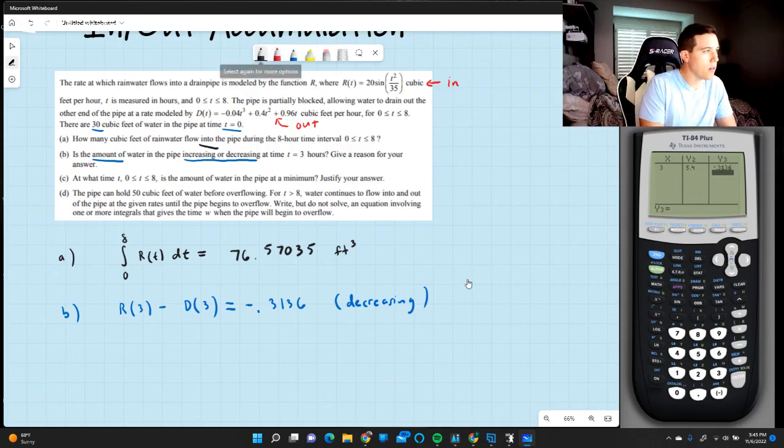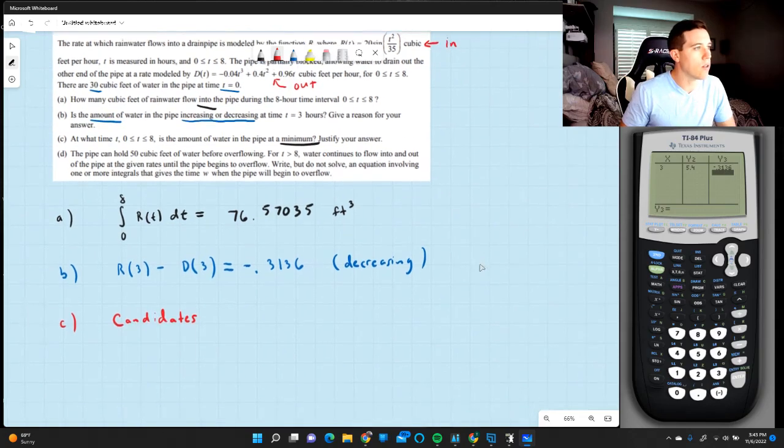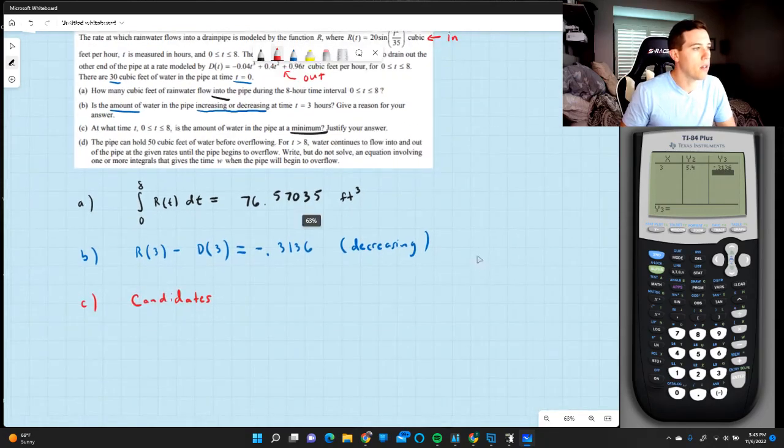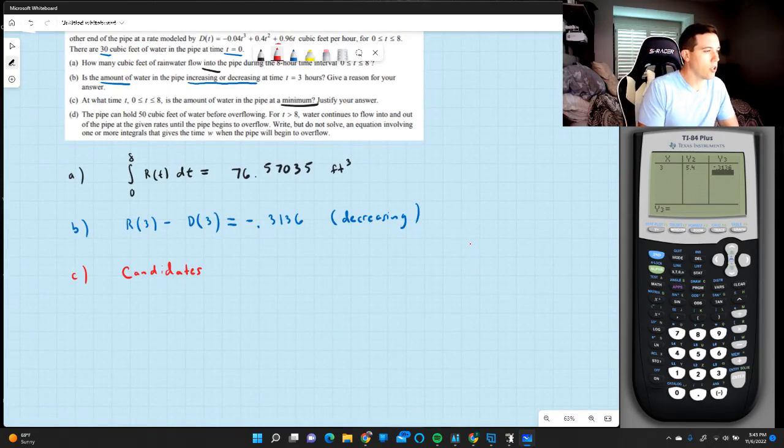Question 3, C. At what time is the amount of water a minimum? This is our favorite good old candidates with an equation. So you immediately write the word candidates, and we identify all candidates. This is where I do something I did last year that I don't know if Mr. Yip did, where I create a total function. So I like to do something like this.